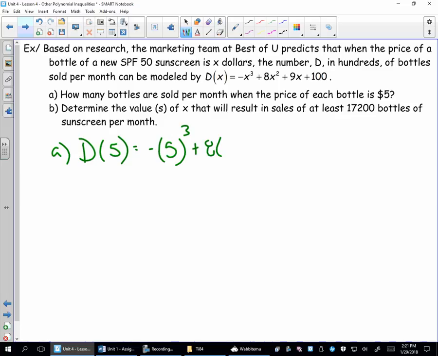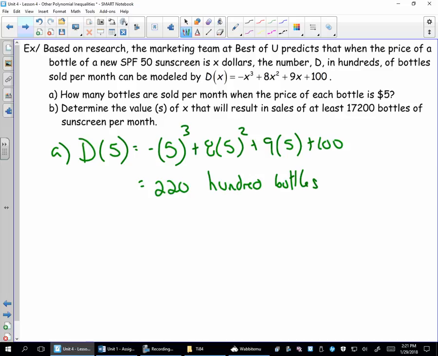We can figure that out. We'll plug it in, function notation, all our x's. Get those handy calculators, and I got 220. Remember, that's in hundreds of bottles. So that really means 220 times 100, or 22,000 bottles.